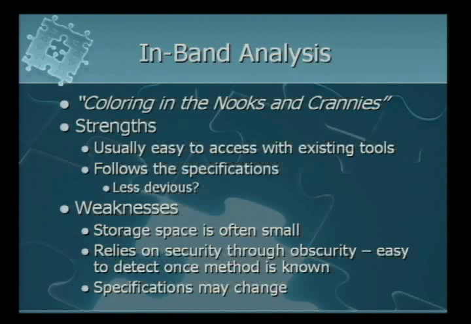The weakness is that the storage space is often small and scattered. You'll have a few bytes here, a few bytes there, but you don't have a contiguous big space to hide data in. That part of our FragFS is how we address that issue, and we'll get into that a little bit more. And you're relying on security through obscurity. So as soon as the method becomes known, such as alternate file streams, it's not really worth anything anymore. And the specifications may change. That great hiding location you used to have is now either being used for something else, or it's no longer useful, basically.